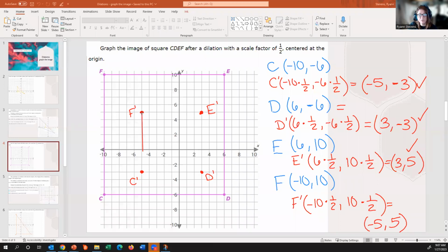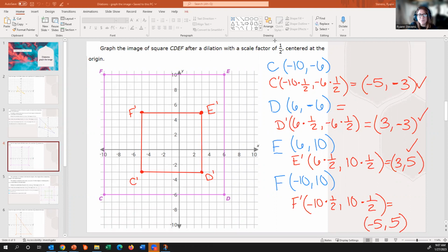And we're going to connect this. We should get a square because that's what we started with. Remember, dilations aren't changing the shape. It's just changing the size, okay? It's not changing the shape. You shouldn't start with a triangle and end with a square. If you started with a square, you should end with a square.